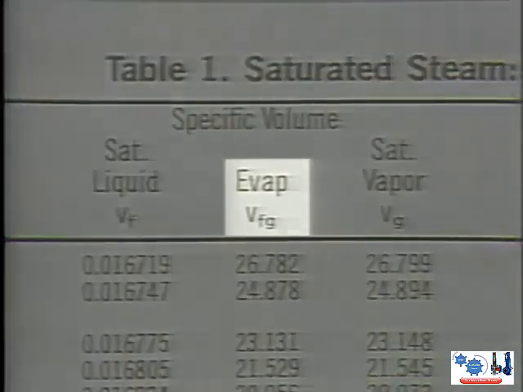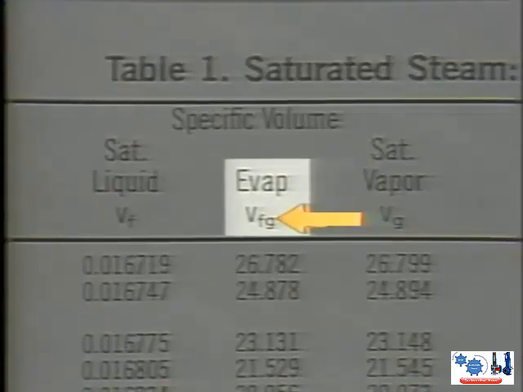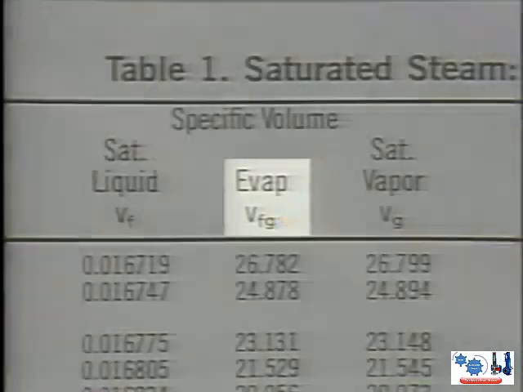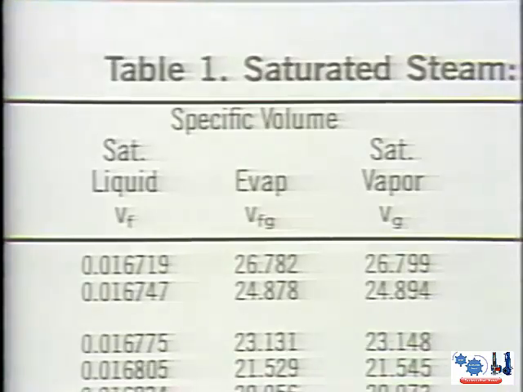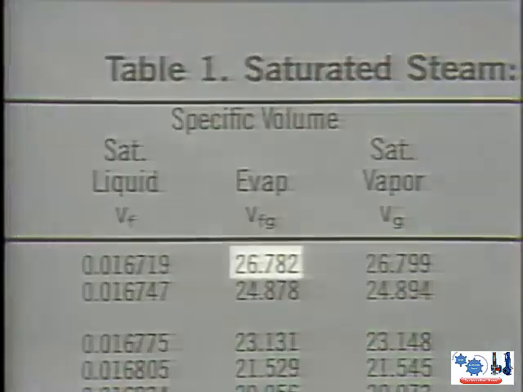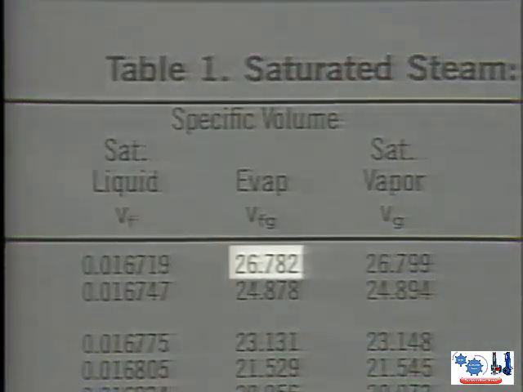The middle column under the specific volume heading gives you this information. This column is headed evaporation and is symbolized by the letter V and the subscript Fg. The value given in this column is the difference between the specific volume of saturated steam and saturated liquid. The value for 212 degrees Fahrenheit at 14.7 psia is 26.782 cubic feet per pound.